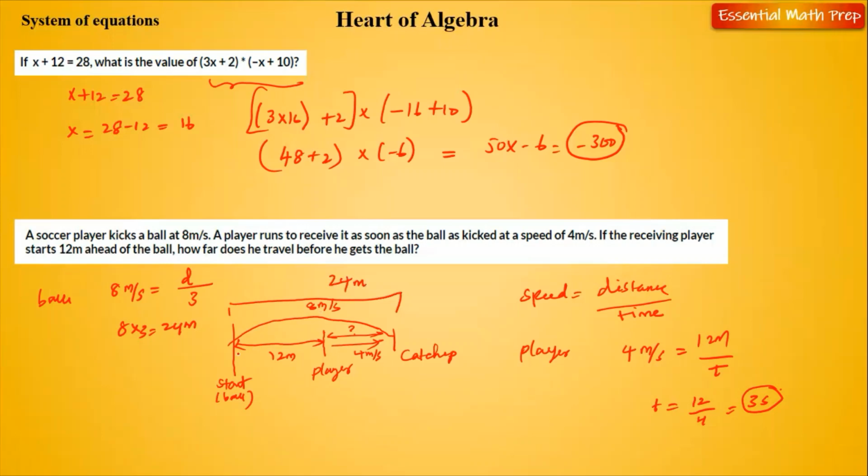The player already had 12 meters. So here's what it looks like ultimately. The ball has traveled 24 meters, okay? The player had a head start of 12 meters, and then you're asking how far he has to travel from this place where he's starting. He had to travel 12 more meters. Please don't think he has to travel 24 meters. The ball is traveling 24 meters. He was already at 12 meters.